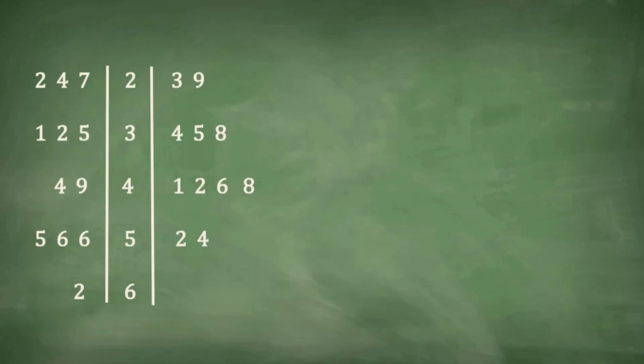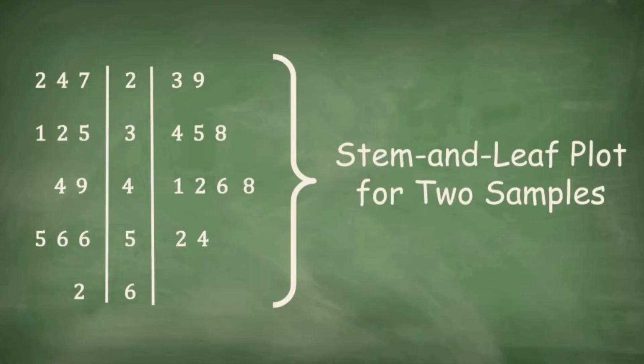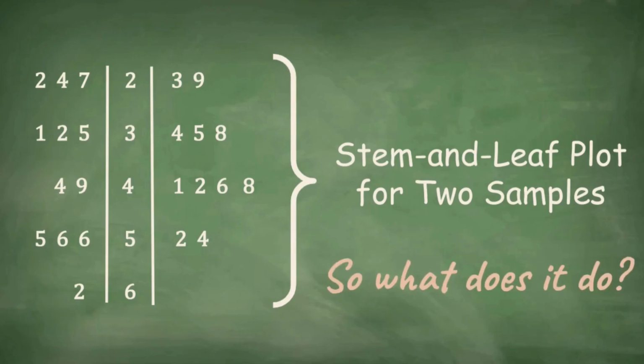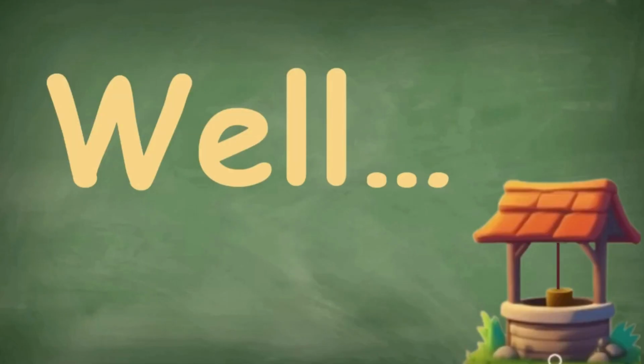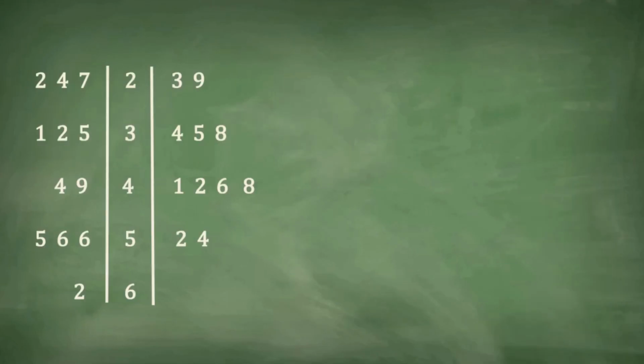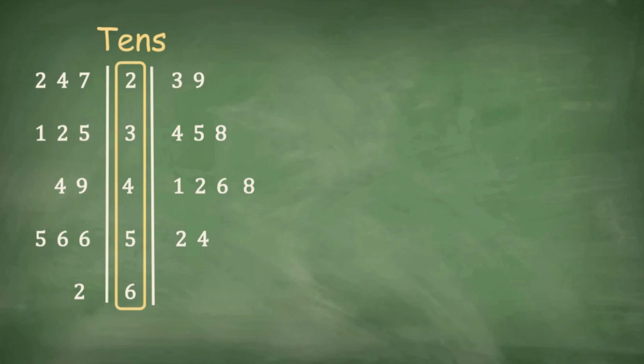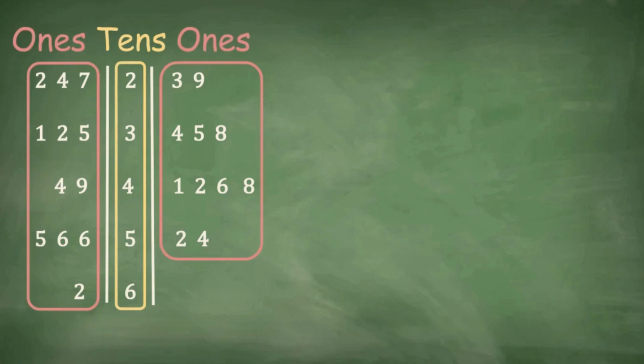Well, we would call this a stem and leaf plot for two samples. So what does it do? Well, in this example, the middle column gives the tens for both samples, and on the left and right-hand sides, we have the ones for each sample. On the left, let's call it sample 1, and on the right, we can call that sample 2.